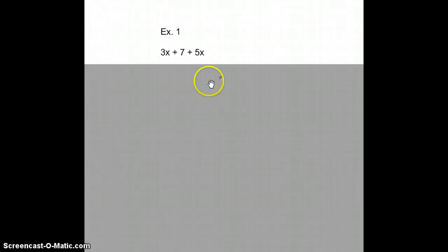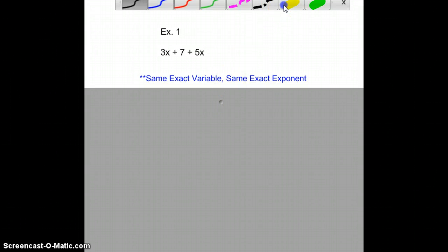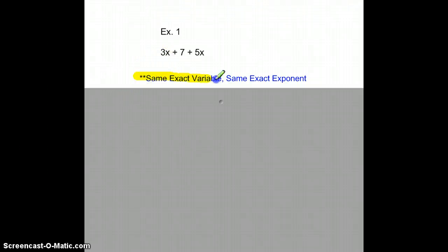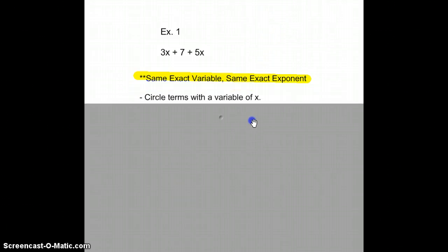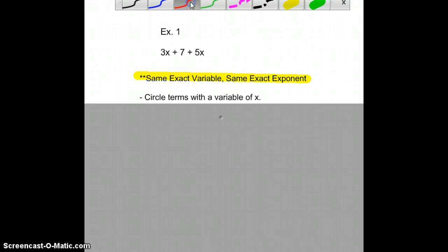We have 3x plus 7 plus 5x. When we talk about like terms, this is really important. We're talking about the same exact variable having the same exact exponent. On our paper right now, let's circle the terms, and circle the whole term. I know in class we did an exercise where we circled just the variable. I'd like you to circle the whole term that has the x in it. Circle the terms of the variable x.